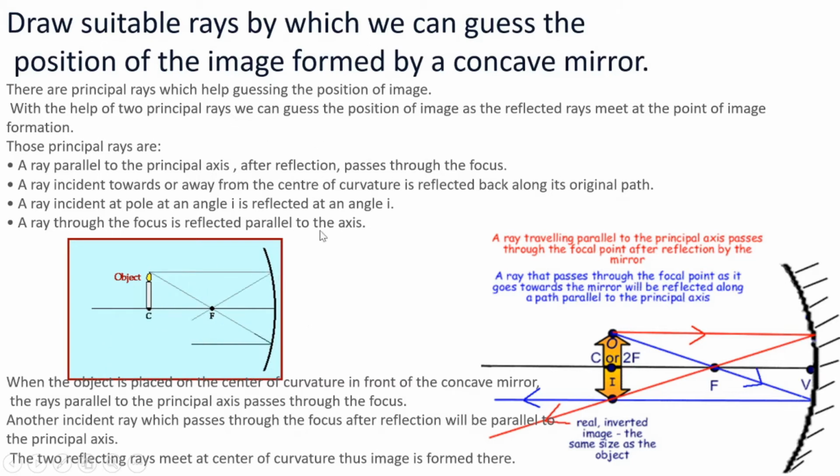Focus, passing through the focus. Where are they passing through? Through the focus. This ray here is passing, and the reflected ray is also passing through the focus. Sorry, I said rays, sorry, ray.